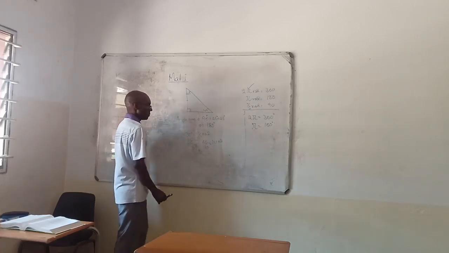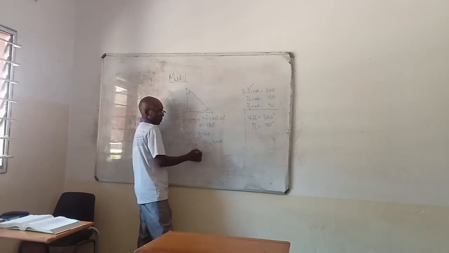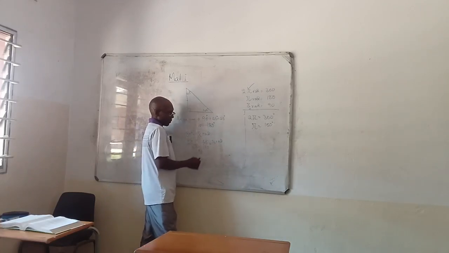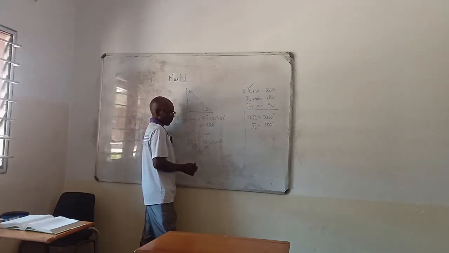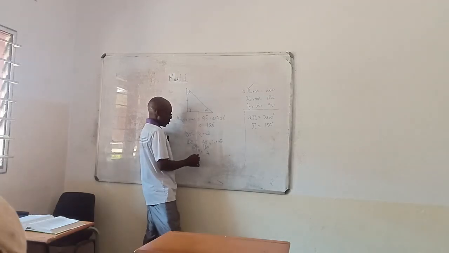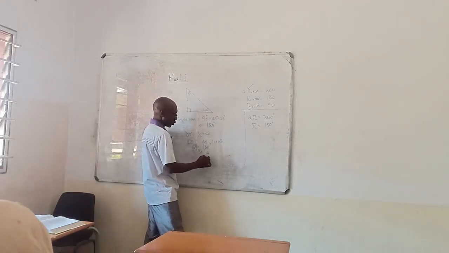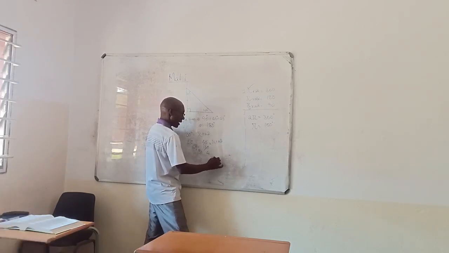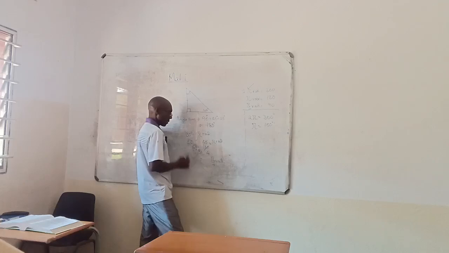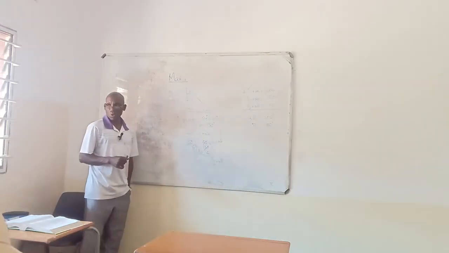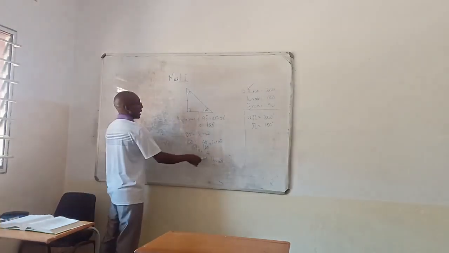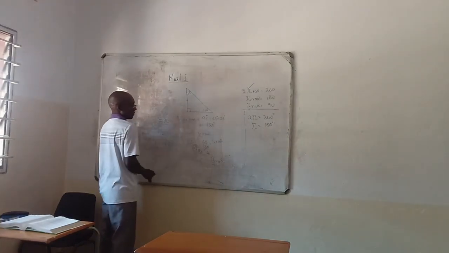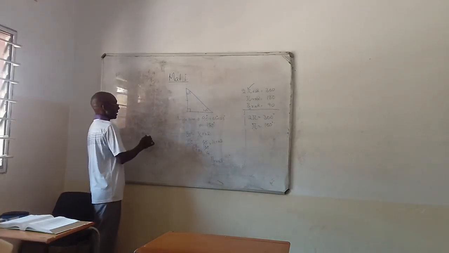So 45 over 45 is 1, and 180 over 45 is 4. So 45 degrees is equal to pi over 4 rad. I'm converting this to rad.